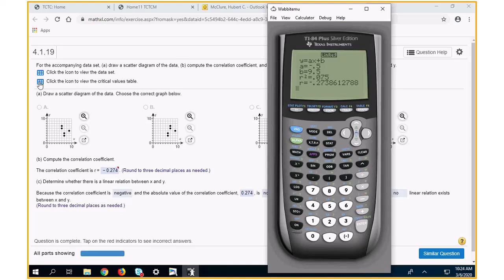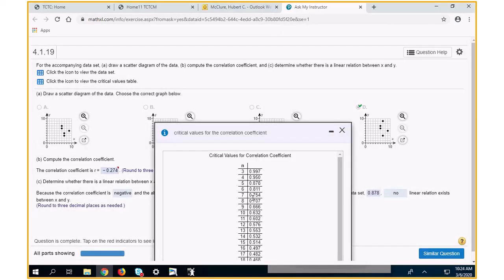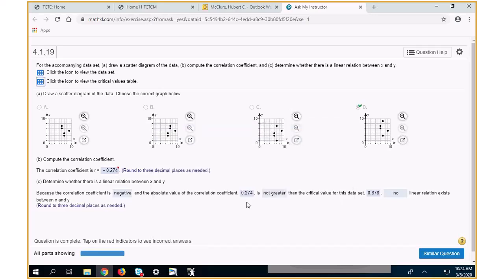So hit the critical value. How many numbers do we have? 5? 5 dots? So your critical value has to be above 0.878 for there to be a strong correlation. Is R above 0.878? No. R is a negative 0.274, which is not greater than 0.878, so there is not a strong linear correlation. So that might be the question you have right there.